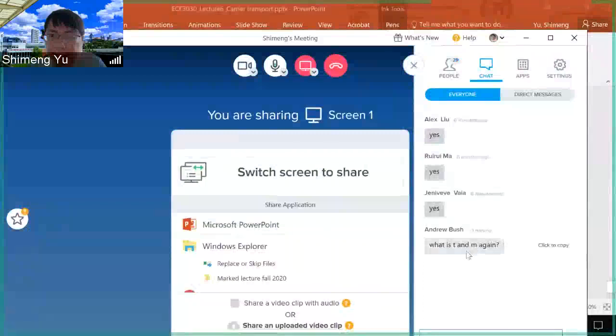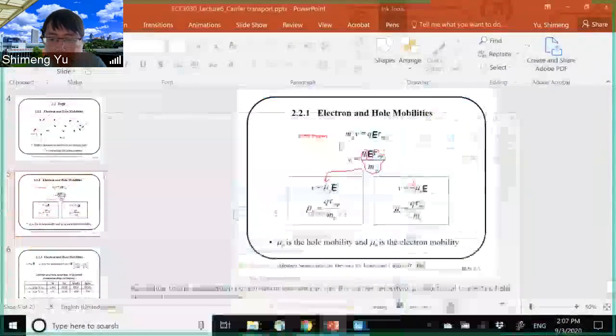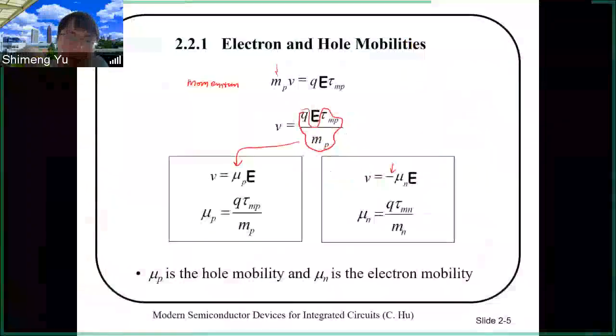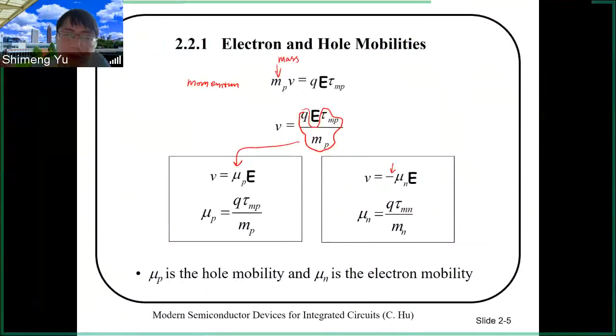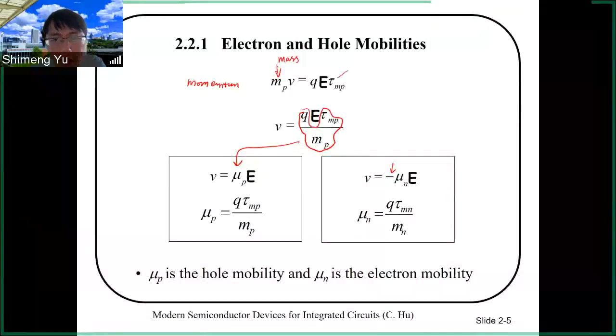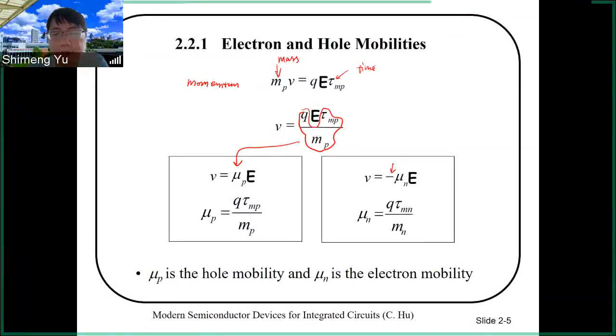What is tau and m again? m is the mass, the effective mass. And this tau is the time between two scattering events. So this is Newton's law. The momentum is given by mass times velocity, and also it's the same as the electric force exerted over a period of time, and that will cause the momentum. Any other questions?